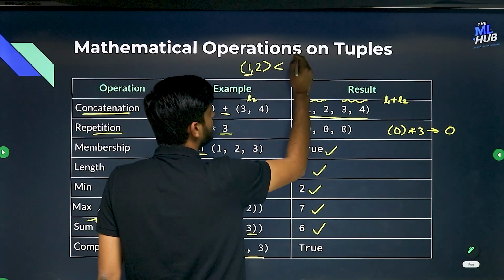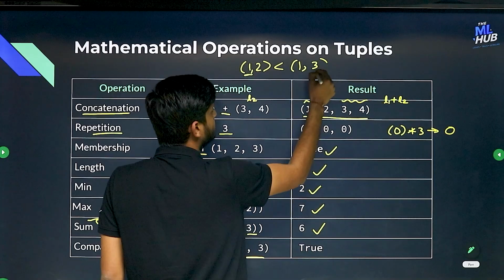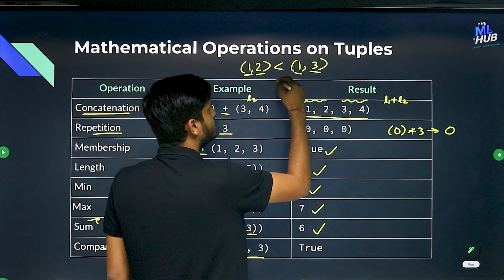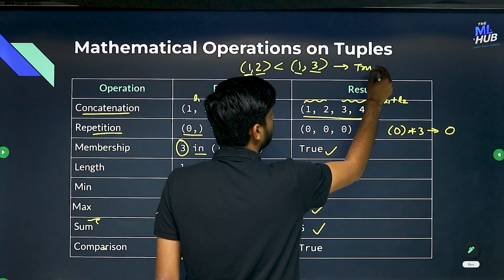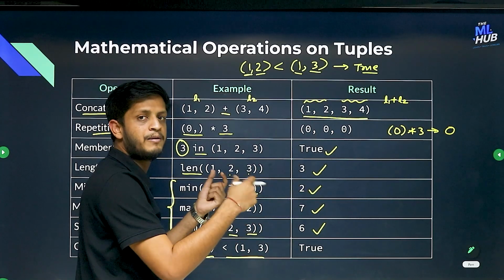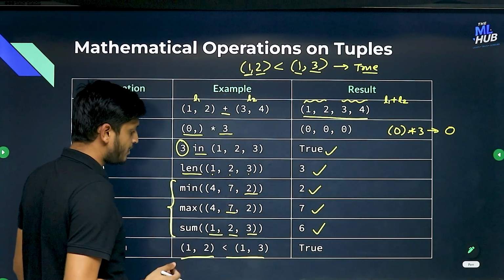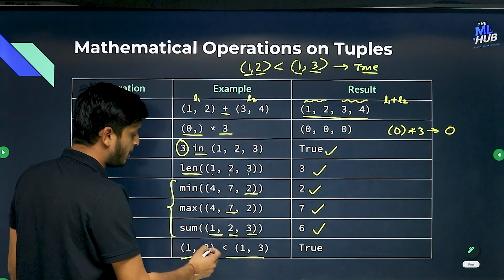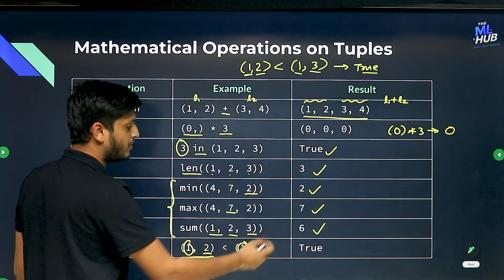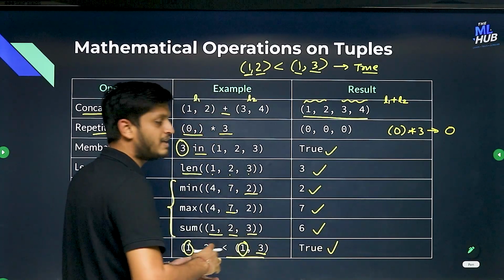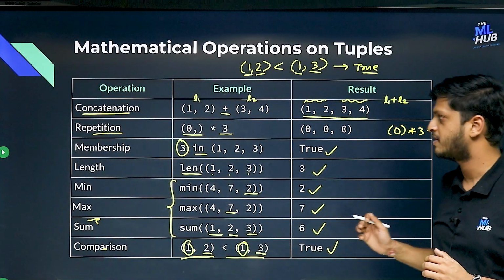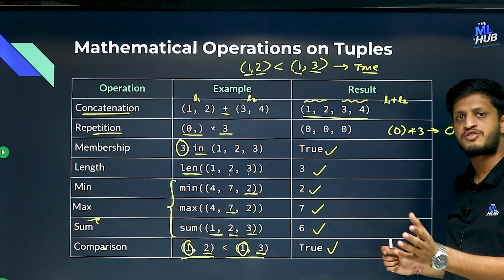And if the first element is actually equal, let's say you have something like this. If the first element is equal, then it will compare the second element. So 2 is less than 3, so it will give you true. Okay, so lexicographical comparison, just like strings: it will compare the first element, if they are equal, it will compare the second element, and so on. So (1, 2) will be less than (1, 3) because 1 is equal, so it will compare the second element. 2 is less than 3, so it will give you true. The same will happen for less than or equal to, greater than or equal to, or greater than operators as well. It is just lexicographical comparison. This concept we have seen in detail in strings.